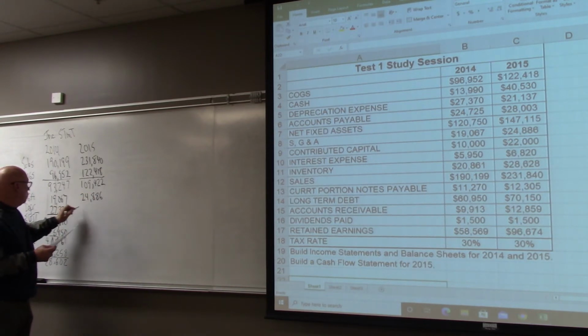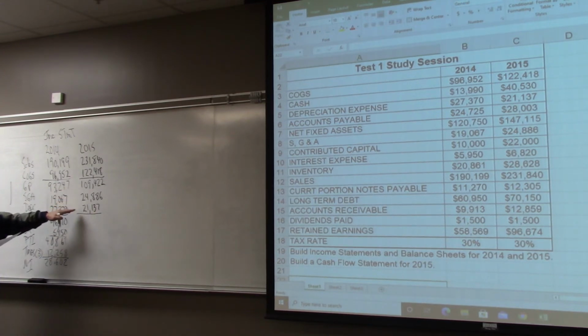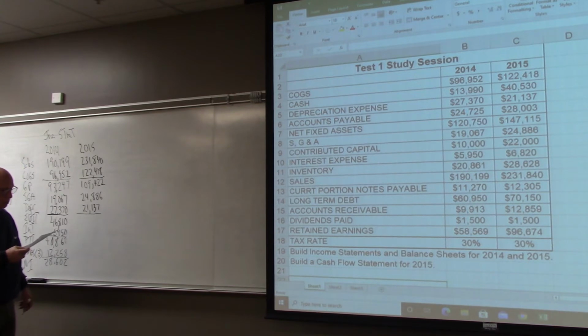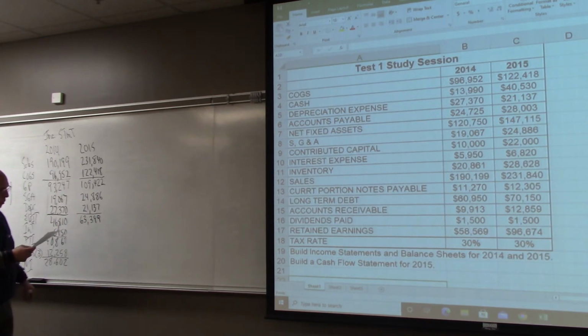Our depreciation expense, 21,137. And we come up with our EBIT. So gross profit less SG&A less depreciation equals EBIT. So what's our EBIT? You need to clear the calculator. It is 63,399. Okay. Now we'll take our interest expense out, which is 6,820.